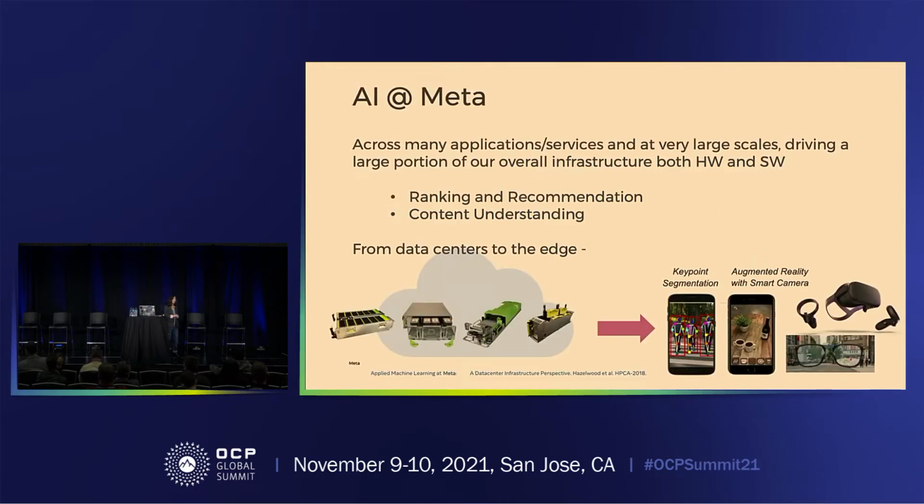So AI at Meta, we have two primary AI workloads at Meta. One is ranking and recommendation, and this is widely used for our applications like ads and feed. The second primary AI workload is content understanding, widely used for face recognition, key point segmentation, AR and VR, language translation, etc.